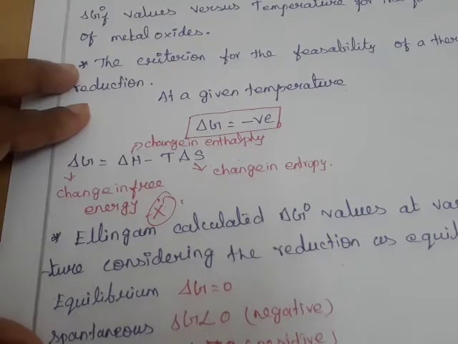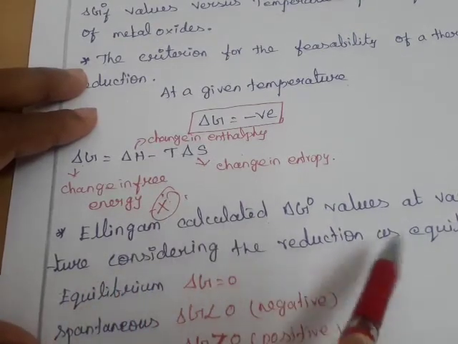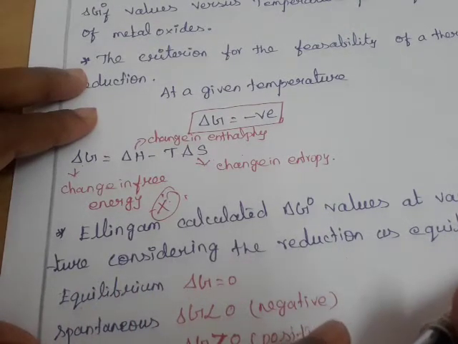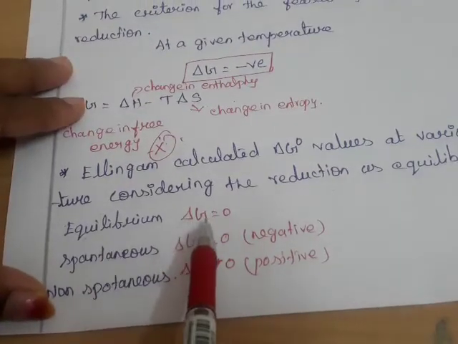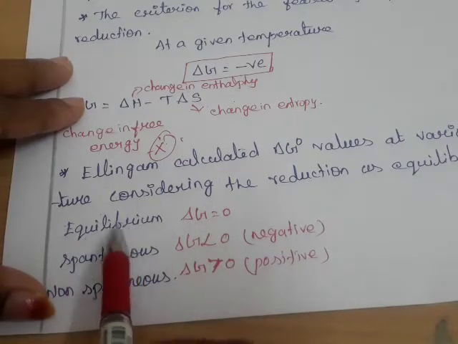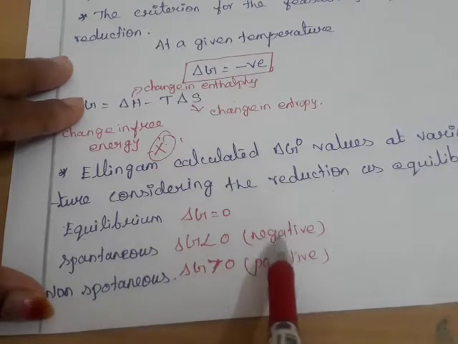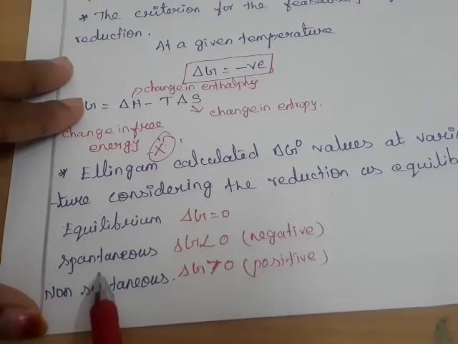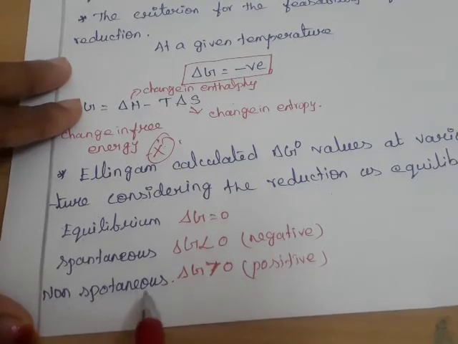So note this point. Now you are going to see, consider the reduction reaction as an equilibrium process. Equilibrium means del G value is 0, which means only the equilibrium reaction. Del G value less than 0, that is negative, means the reaction is spontaneous. Already you know, del G value greater than 0, that is positive, means the reaction is non-spontaneous.